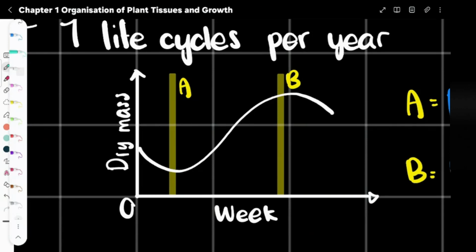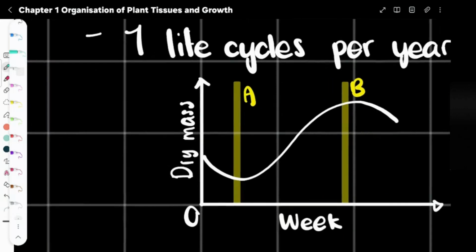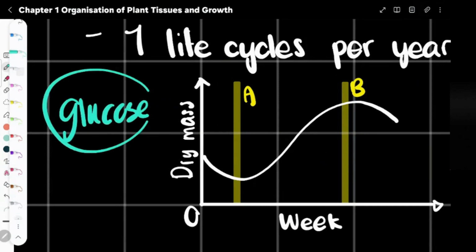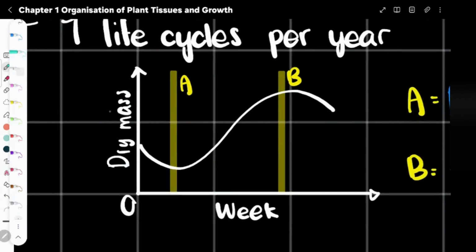And what does it include? Starch. Yes, it also includes starch. So imagine it used starch, right? Not starch, starch or glucose. It's glucose, right? Imagine it uses the glucose to grow itself. So that's why the dry mass is going down. It's going down because why? It's using the food to grow itself. And then you can see it grows up, right?